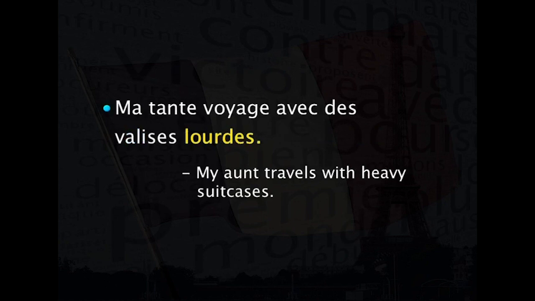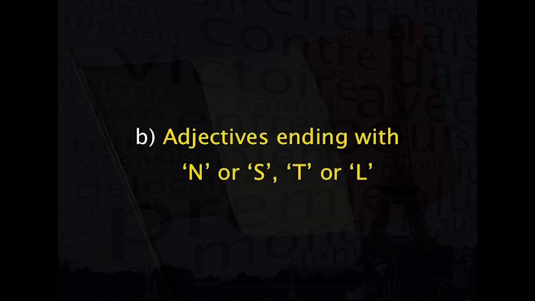Ma tante voyage avec des valises lourdes. My aunt travels with heavy suitcases. B. Adjectives ending with N or S, T or L. In the feminine forms, one has to double the last consonant and add an E or ES.